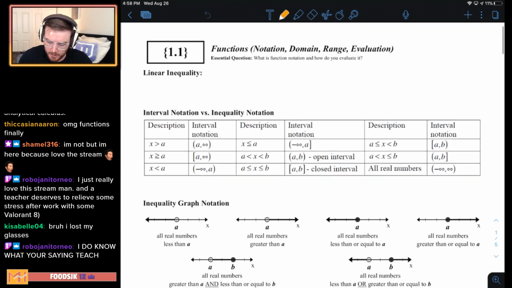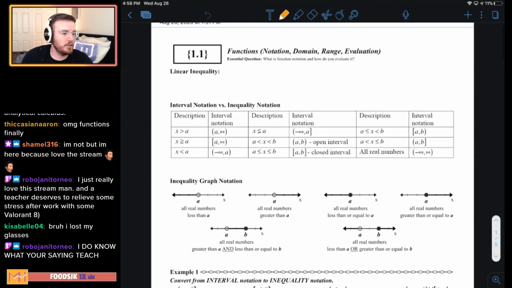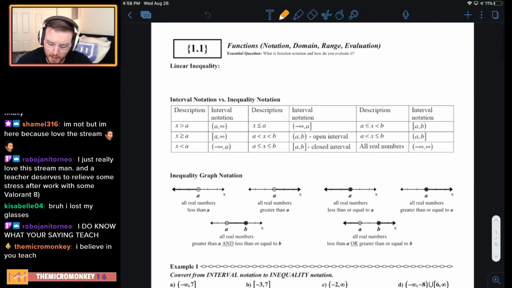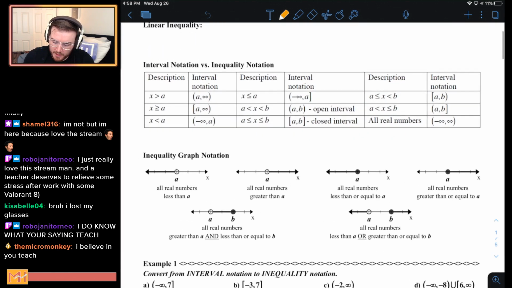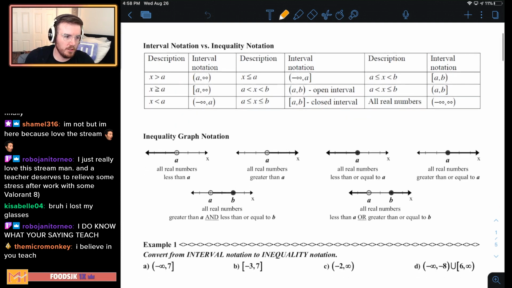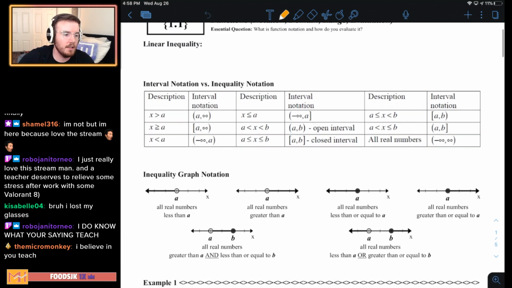All right. So, Algebra 2, Algebra Dos. Here we go. Functions, notation, domain, range, evaluation. That's the title of our notes here. So, a linear inequality. We have all these different types of interval notation. A linear inequality. I just wish, because I have a really good definition for linear equality.